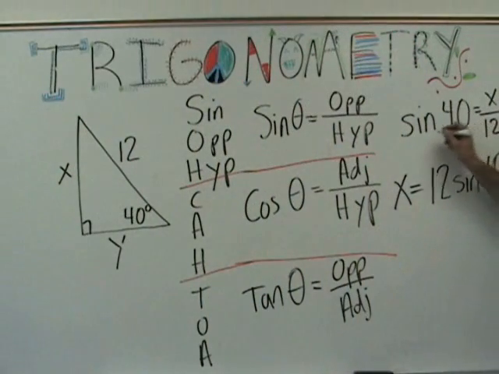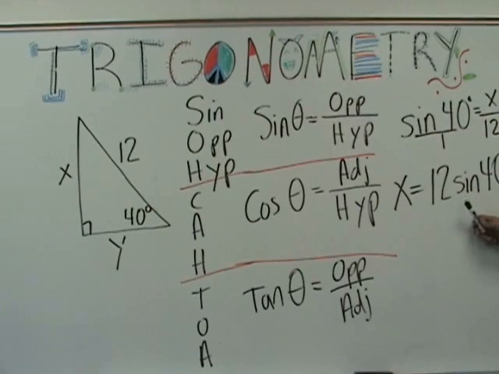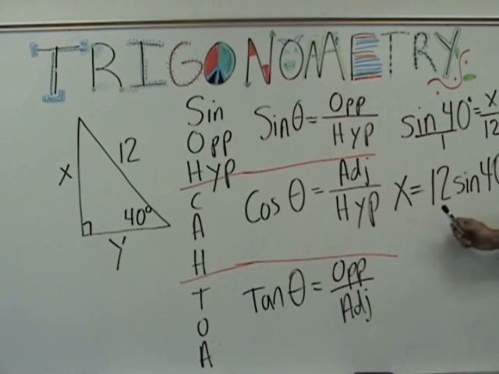Are you cool with sine 40 degrees equals x over 12? You can't just write sine 40. Sine 40 we got is 0.6428. But then you multiply that by 12, so it's 7.7.